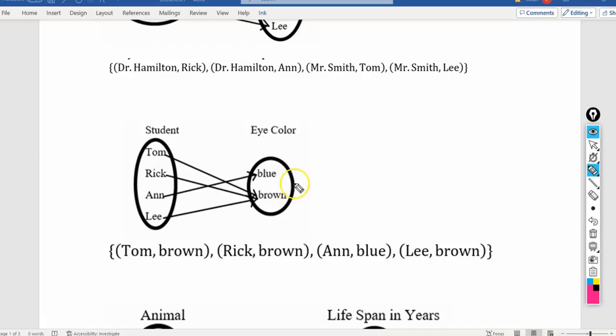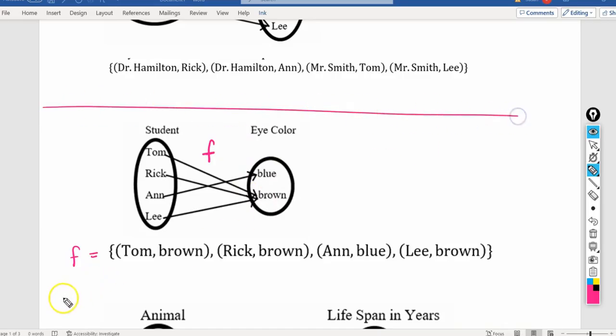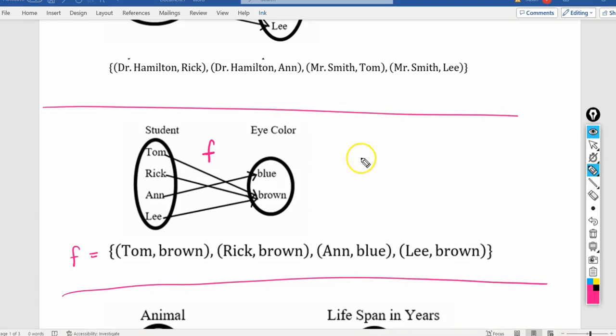Now, when you have a function, you can give it a name. And typically, lowercase f is the most popular name to give a function. And lowercase g or capital F, but most common of all is lowercase f. So this is a function, and so I'm going to call it lowercase f. Now, what if you were asked, what is f evaluated at Anne? Or what is f of Anne? When you see something like this, it's asking you, where does f pair Anne with? What is Anne paired with in the range? And you can see that f maps Anne to blue if I'm looking at this drawing.